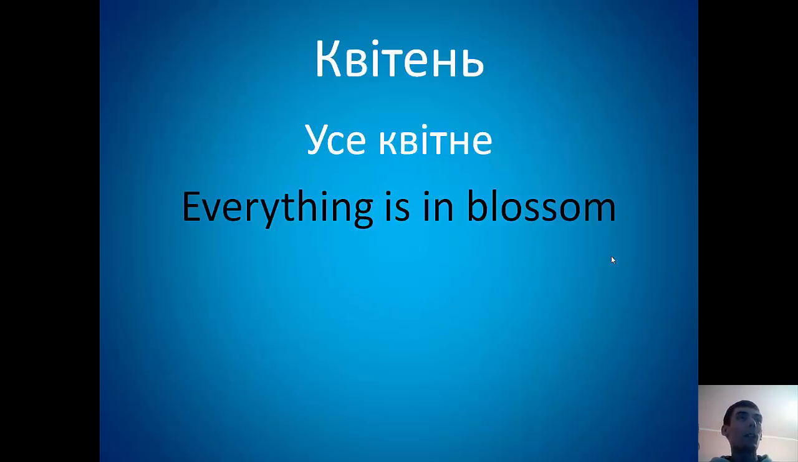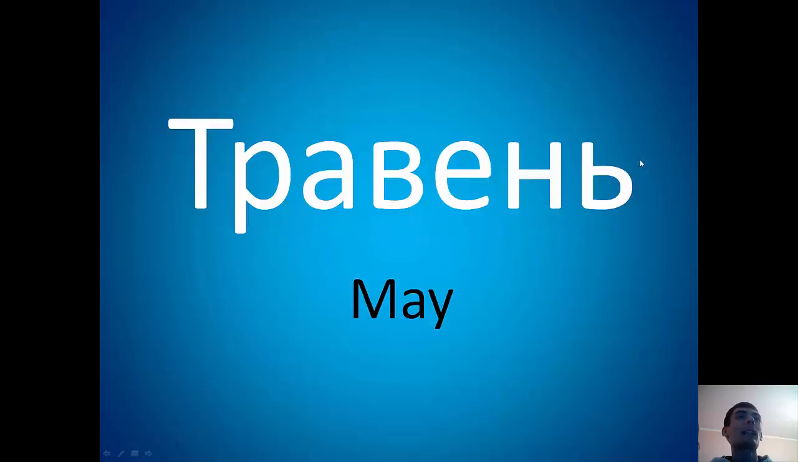It's really easy. We call it Квітень because усе квітне. Everything is in blossom. Усе квітне, in blossom. You see, квітне is very similar to the name of the month Квітень, and that's why we call it like this. Let's move on.